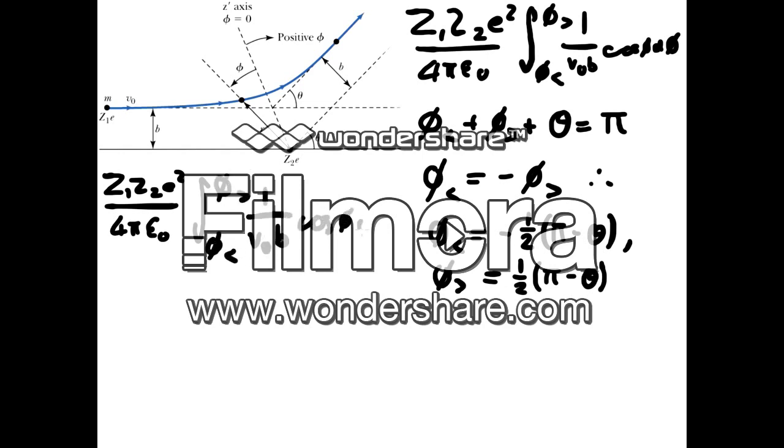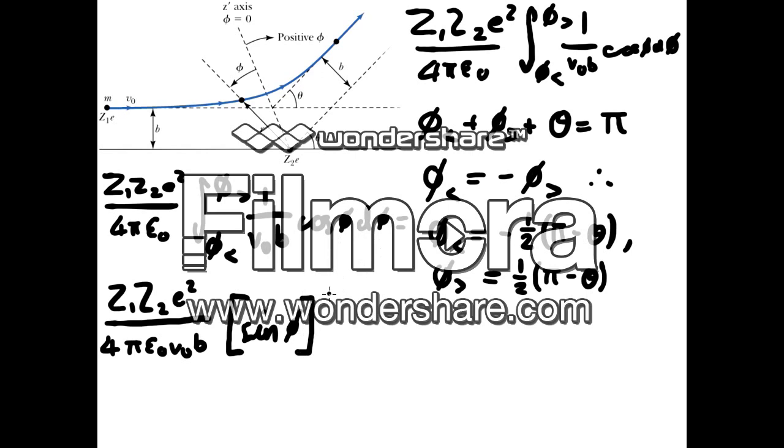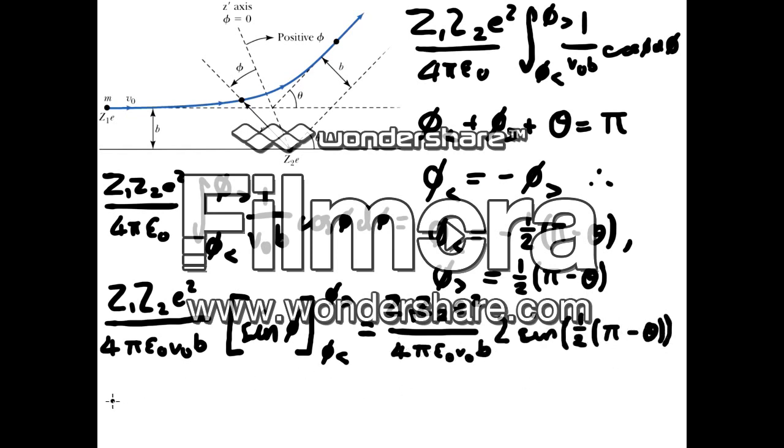Substituting this back into our original integral and integrating, we get Z1 Z2 e squared over 4 pi epsilon naught v0b multiplied by sine phi with the limits, and this is equal to Z1 Z2 e squared over 4 pi epsilon naught v0b multiplied by 2 sine of half of (pi minus theta), and using the suitable compound angle formula, the trigonometric function simplifies to cosine theta over 2.